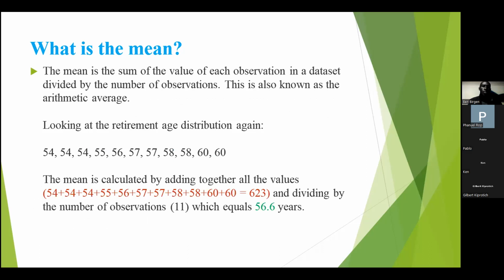Then the last measure of central tendency is the mean. Mean is the sum of the value of each observation in a data set divided by the number of observations. We use the same data set of retirees, from age 54 all the way to 60. They are 11, so we add all their ages and get 623. Then we divide by 11, which equals 56.6 years. That is the mean age of those retirees.